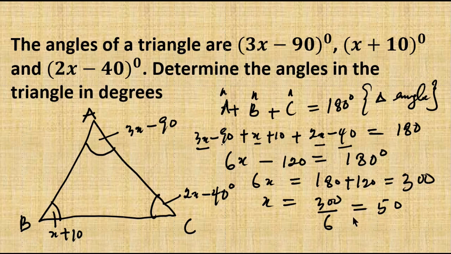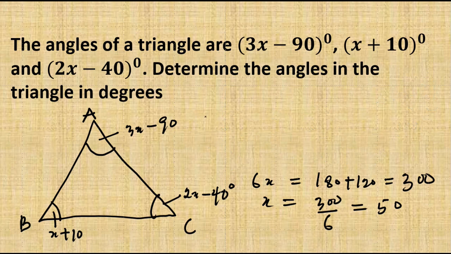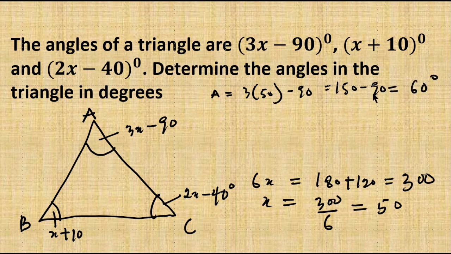Now, if x is equal to 50, we can determine each of these angles. Let's create more space. If x is equal to 50, the angle at A will be given as 3 into 50 minus 90. That will be 150 minus 90, which is equal to 60 degrees.